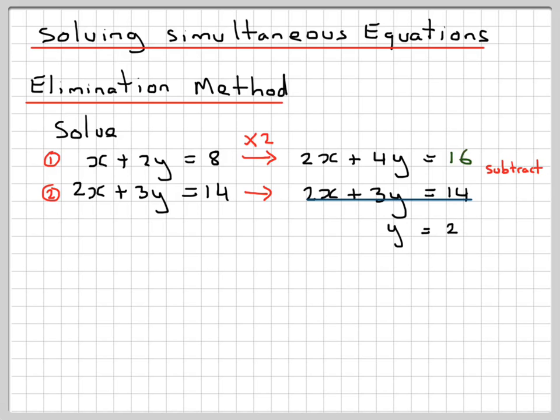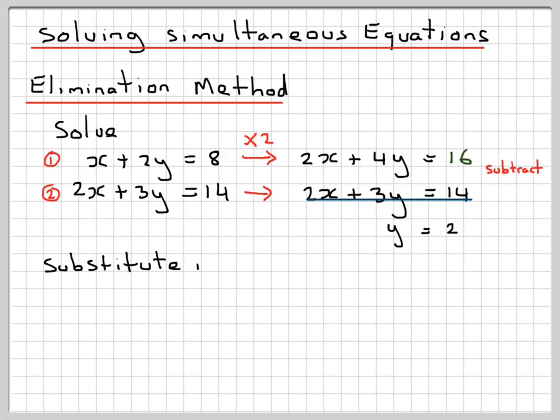Right, we should actually number the equations 1 and 2, and because here the signs are the same in front of the variable we're going to eliminate, both plus, we will subtract. So if we do 2x minus 2x, we get nothing. That was the idea. We've eliminated one of the variables. 4y take away 3y is y, and 16 take away 14 is 2.